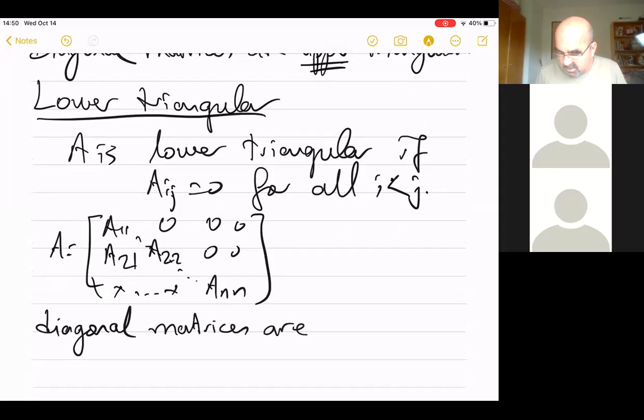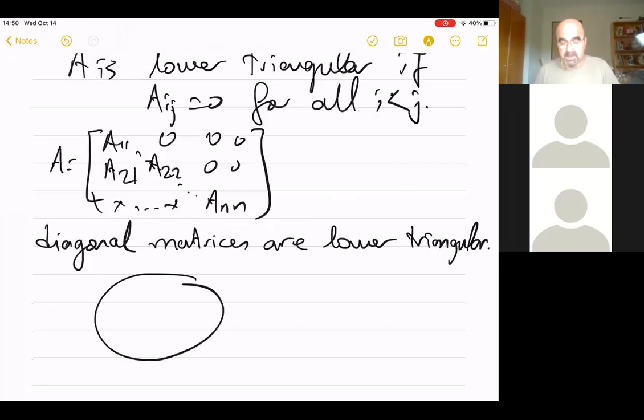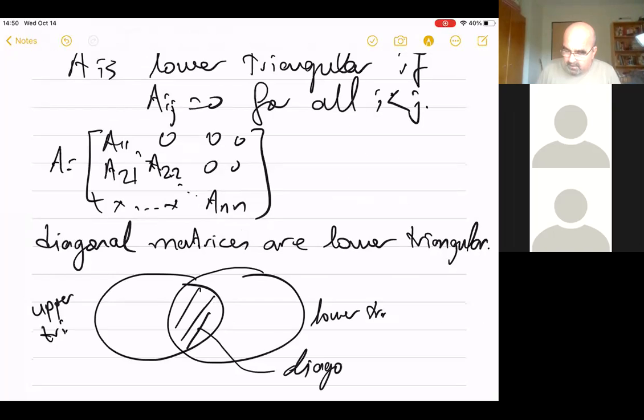Are lower triangular also. So it's like two sets. Think of it as a set of upper triangular matrices and a set of lower triangular matrices. And this intersection is both upper triangular and lower triangular, so it is the diagonal matrices. A diagonal matrix is both upper triangular and lower triangular.